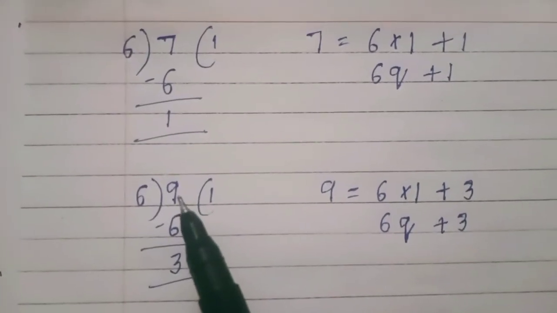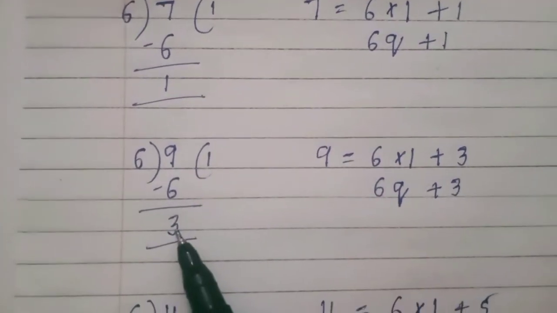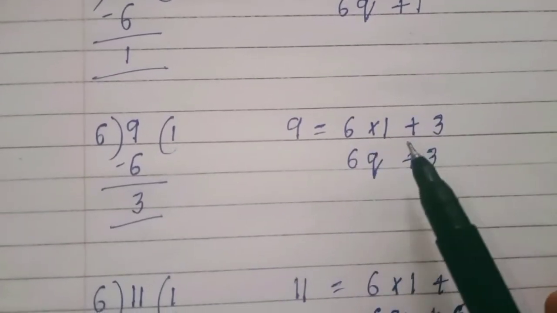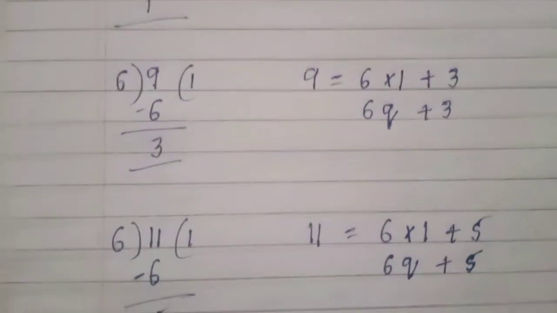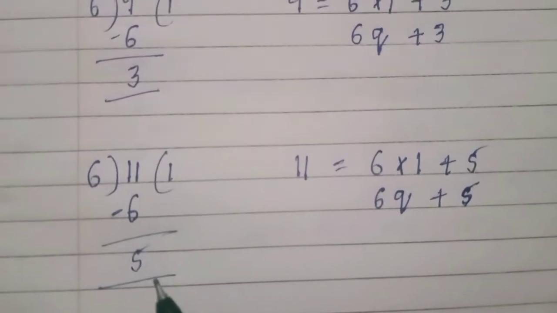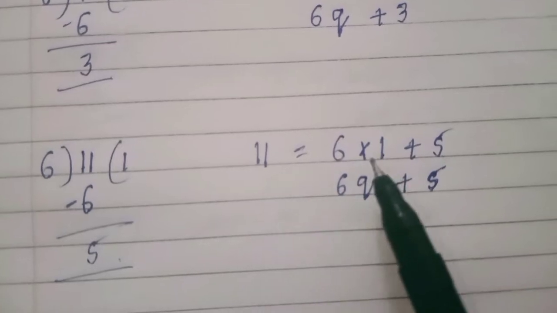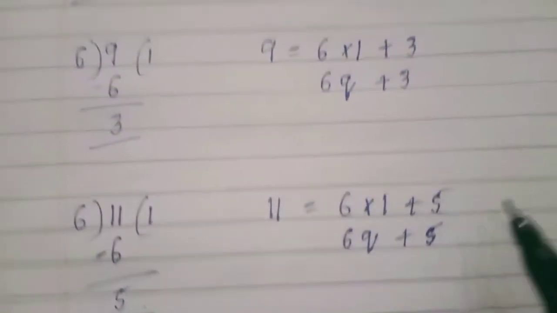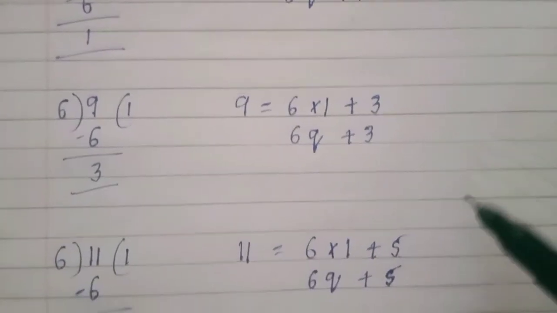Similarly, when you divide another odd number 9 by 6, 6 ones are 6. The remainder is 3. So when you write in lemma form, this becomes 9 equal to 6 into 1 plus 3, that is 6q plus 3 form. Similarly, 11, when I divide 11 by 6, 6 ones are 6, the remainder is 5. So in lemma form, it becomes 11 equal to 6 into 1 plus 5, that is 6q plus 5 form.